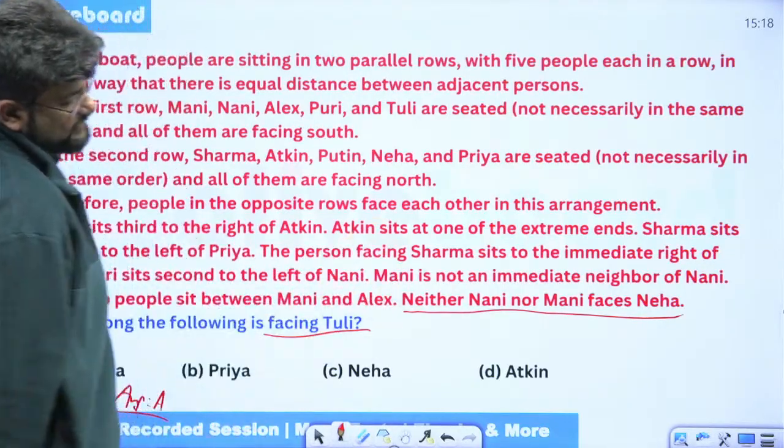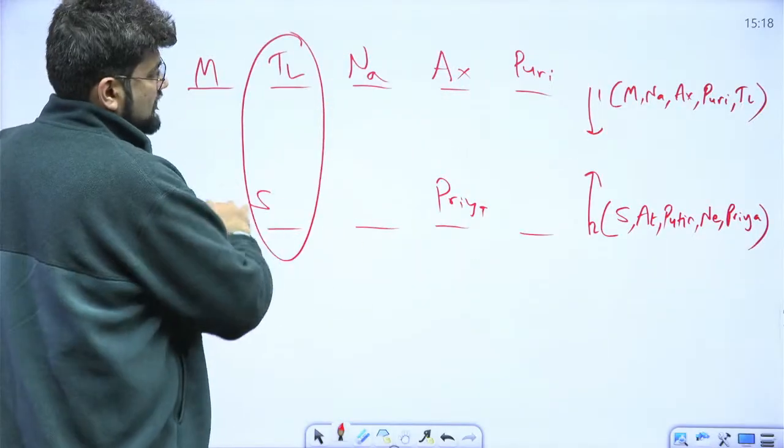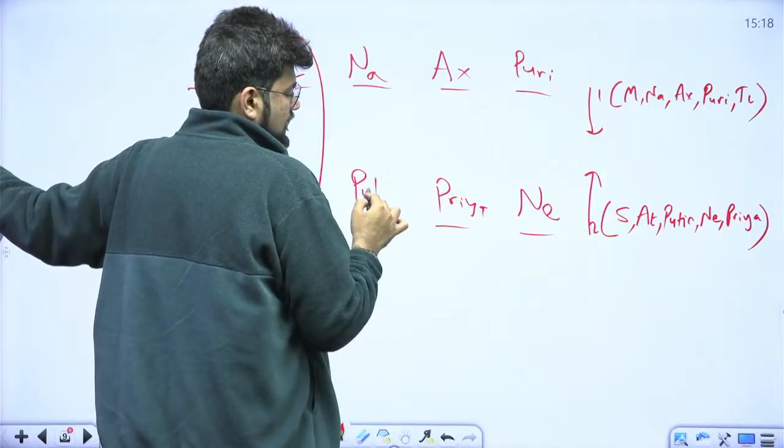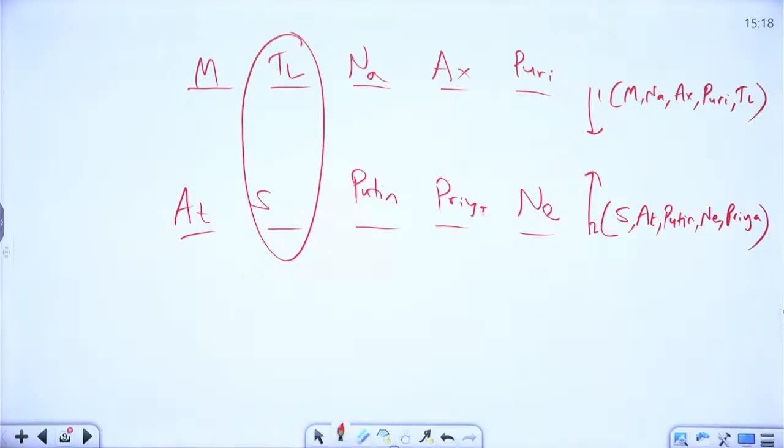Neither Nani nor Mani face Neha. So neither Nani faces Neha nor Mani faces Neha. That means Neha is here and this place belongs to Putin. This is just to complete the sitting arrangement, though we did not need this. Okay. Next.